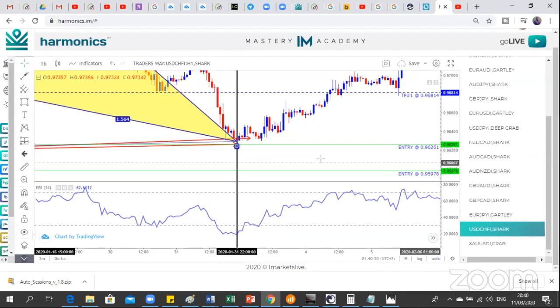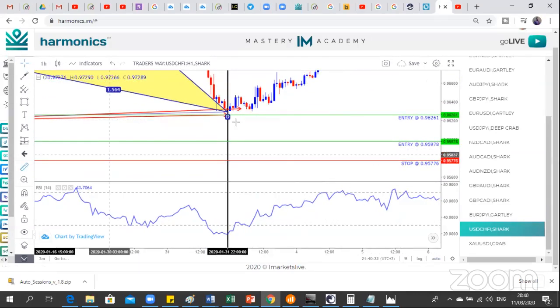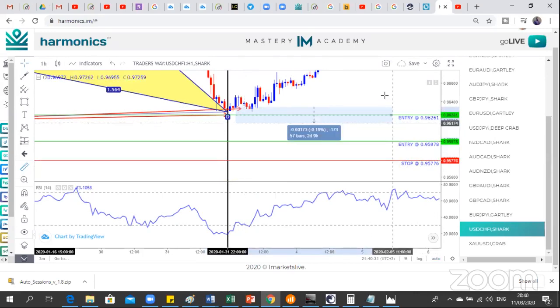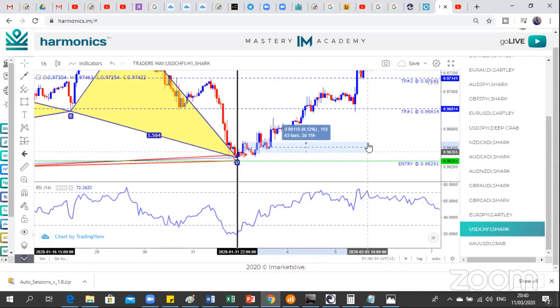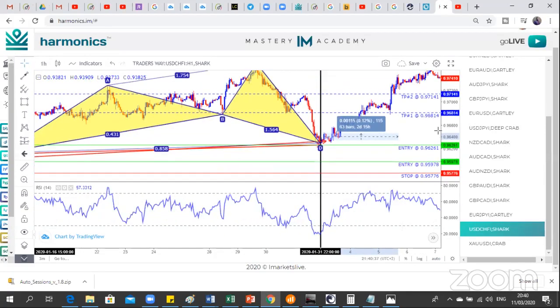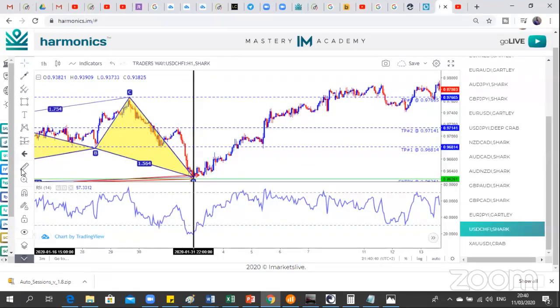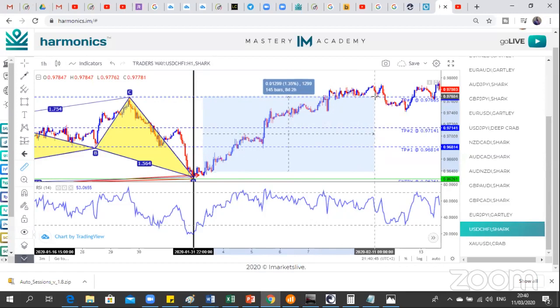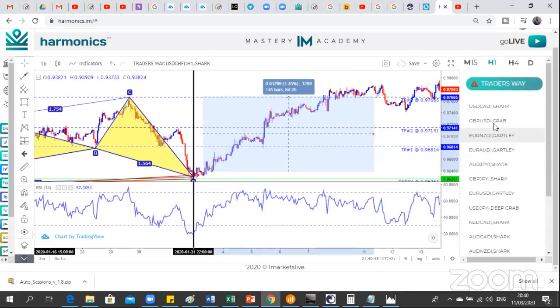Your stop loss here, as usual, 57 pips. The stop loss here, 57. TP1, 45. TP2, 78. TP3, 129. So basically, you can conveniently be making money just knowing your divergence using the harmonic scanner.